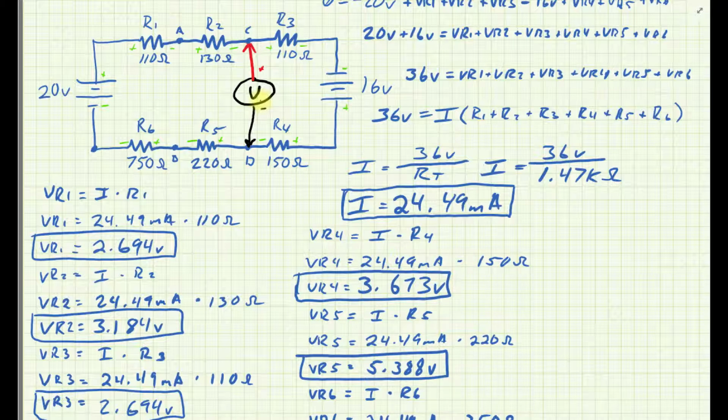Okay, so I'm going to fill in my voltages, and then I'm going to create a loop equation for this loop here to solve for my unknown voltage, and then I'll verify it using the other loop, just to make sure that they come out with the same result, which they should.